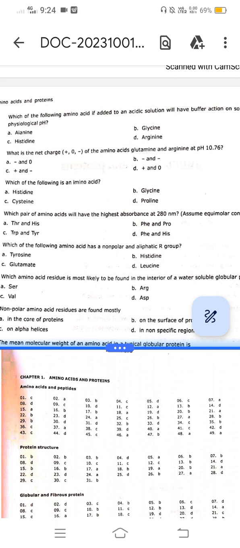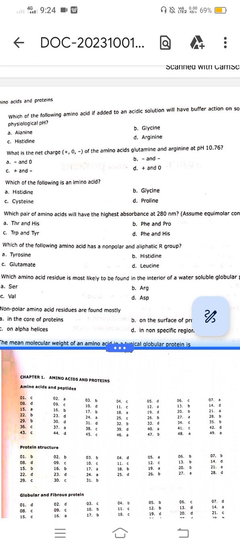And what is the net charge of the amino acids glutamine and arginine at pH 10.76? Negative and 0. Which of the following is an amino acid? Histidine, cysteine, glycine, proline. It is D. That means proline is an amino acid. Remember, proline is an amino acid. And which pair of amino acids will have the highest absorbance at 280 nm? Assume equimolar concentrations. Which one?